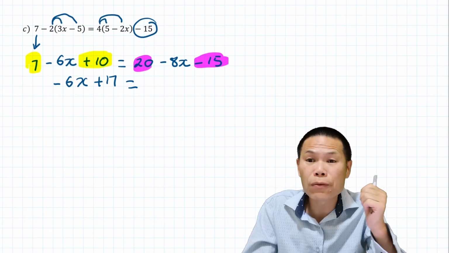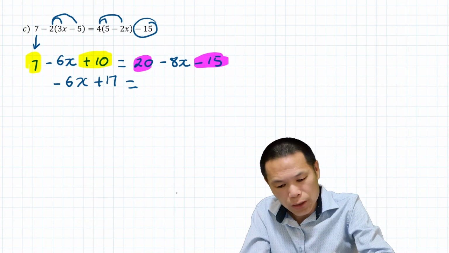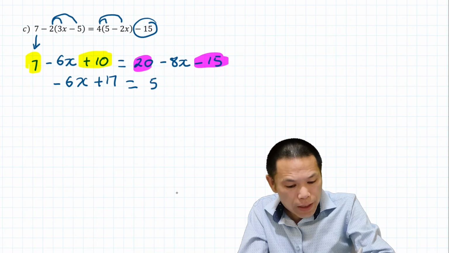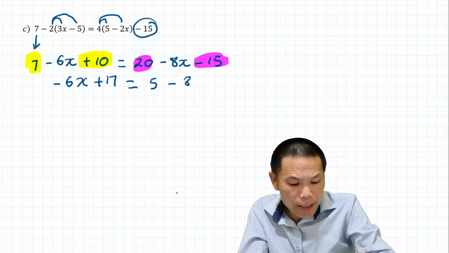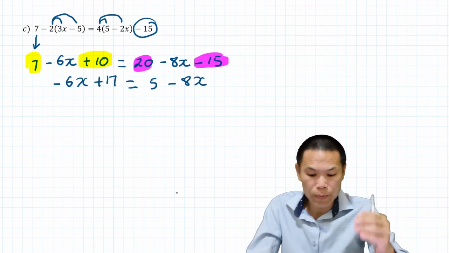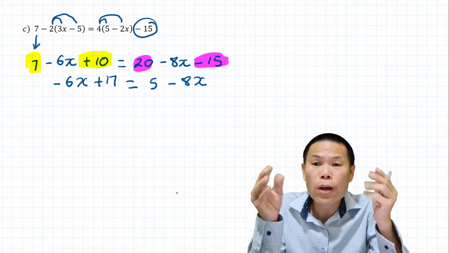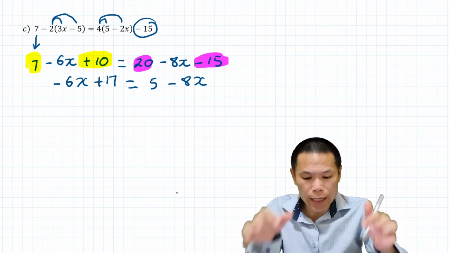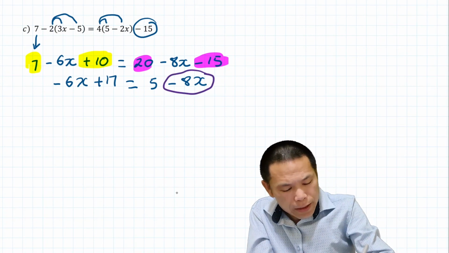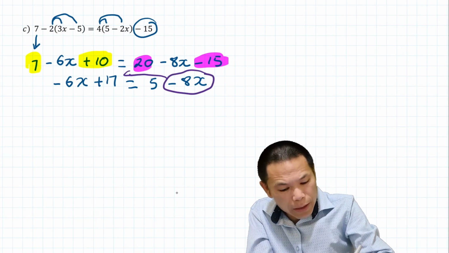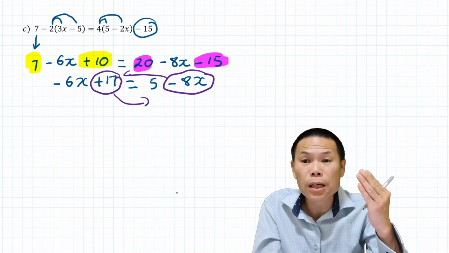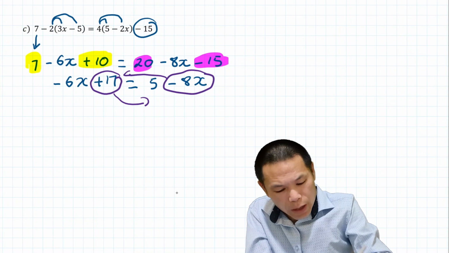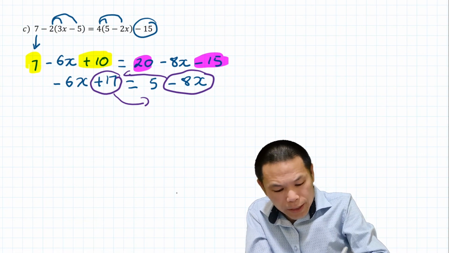Now, in here, we have 20 with minus 15. So 20 minus 15 is 5. So I just write this down. 5. And then the minus 8x, I write it down. Now, we just need to move x on one side and numbers on the other side, okay? So now the negative 8x moves to this side and becomes positive, and then this plus 17 moves to that side and becomes minus 17. So now what I do, I write the negative 6x down first.